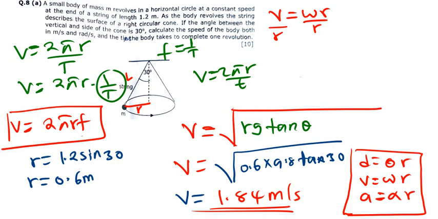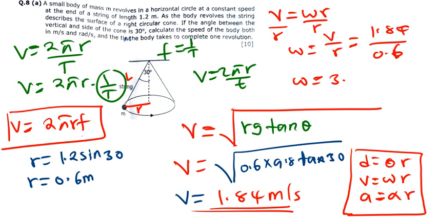So I'll now have ω equal to v over r. My v is 1.84. My radius is 0.6. What is my angular velocity? 1.84 divided by 0.6. 3.07 rad per second. I'm done.